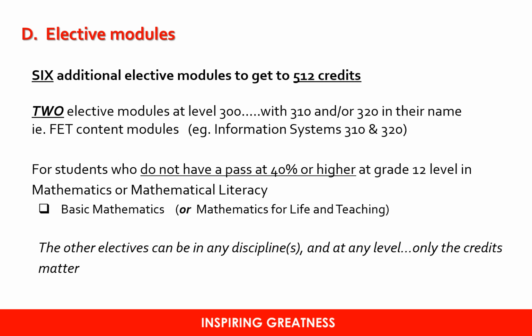Generally, what this means is that you will probably have done the 210 and the 220 modules in that same subject. So possibly you will have done, for example, Information Systems 210, 220, 310, and 320. Okay, by doing those 4, you will have managed to do your 2 level 300 modules. There are very few FET subjects that would allow you to do the 310 and 320 without having done the 210 and 220 first. So in general, you will probably have at least 4 content modules in one single FET subject, and that would include the 310 and the 320.